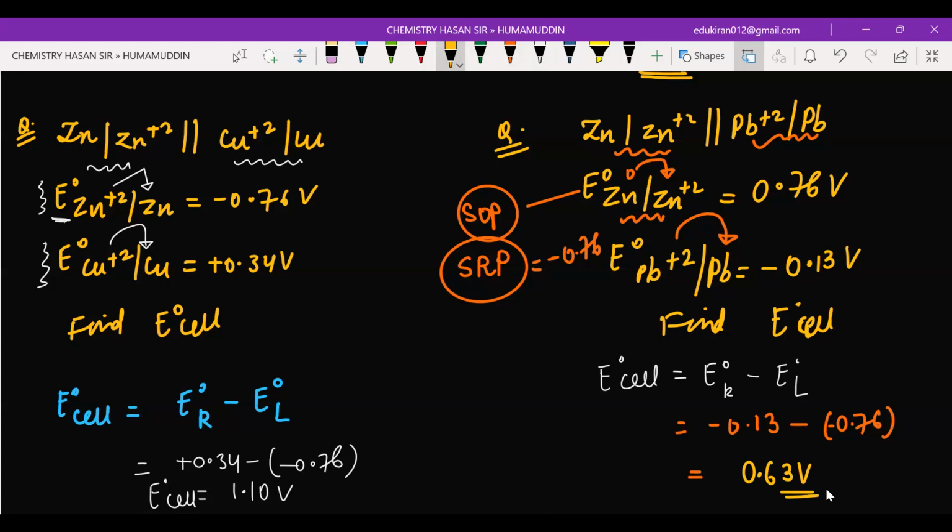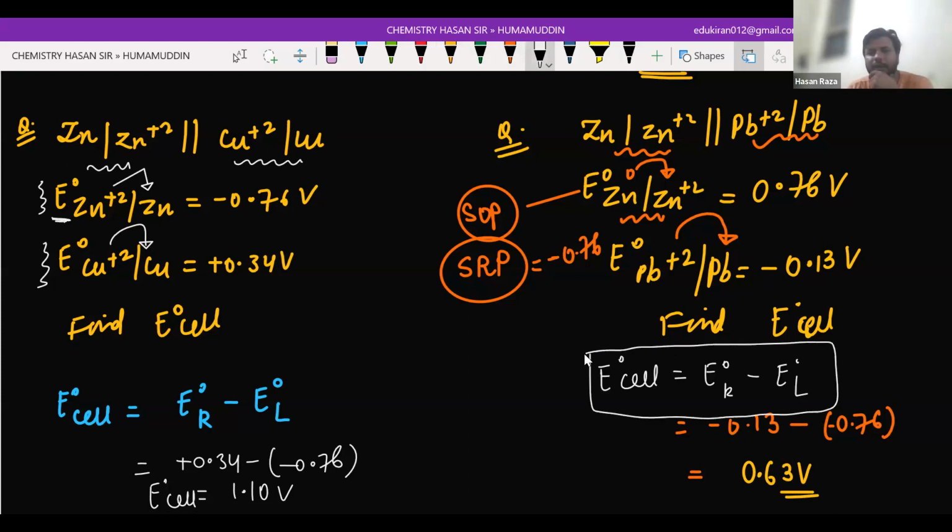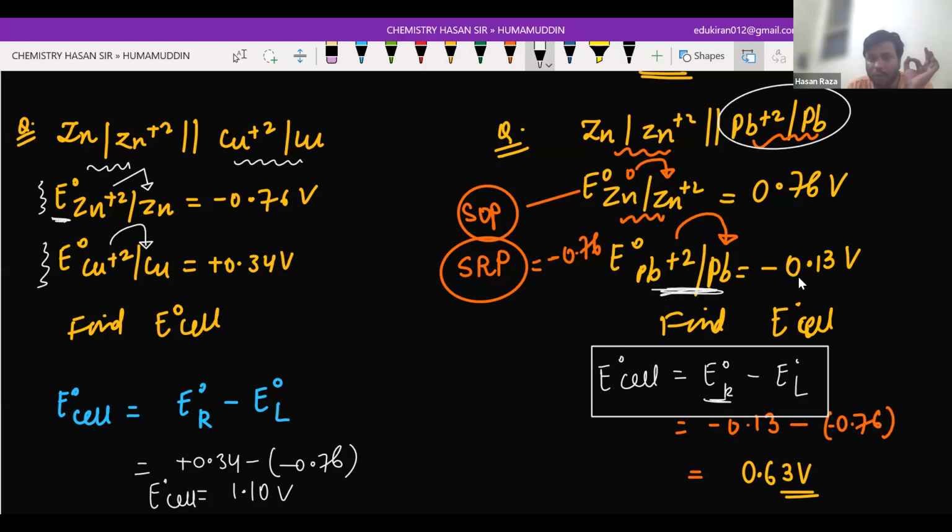Sir, I didn't get it. Okay. So, Humam, one thing you know, that is E naught cell is equal to E naught right minus E naught left. Yes or no? Yes, sir. What this is for right. So you know that we are going to put the value of lead. Yes or no? Yes. The main important point, the value should be for reduction potential. Now how you are going to recognize whether it is reduction or not? So Pb+2 is going into Pb. So this is reduction. That means this is your reduction potential value given. Are you getting my point?